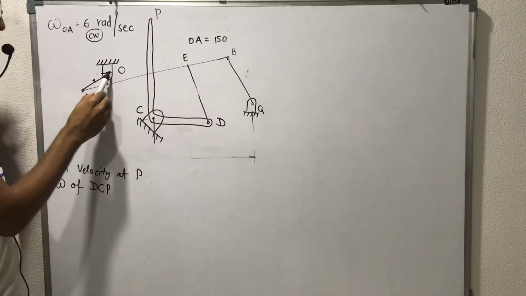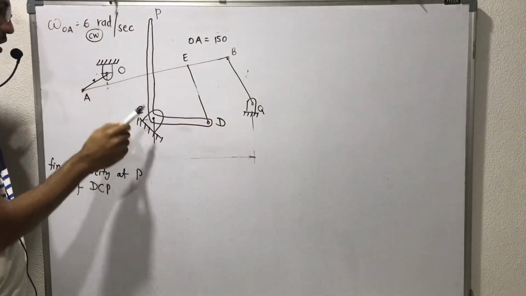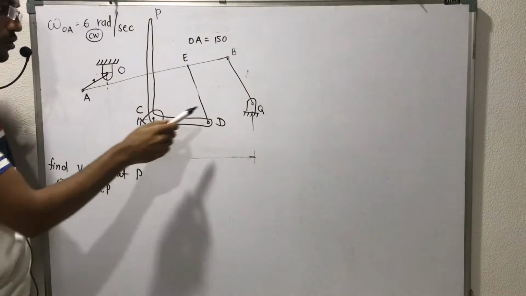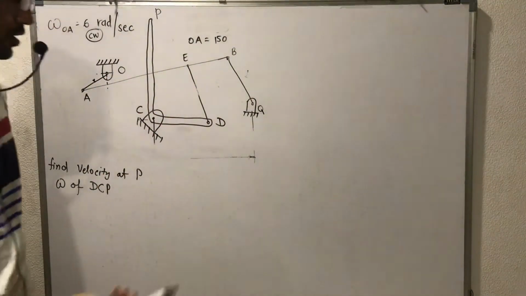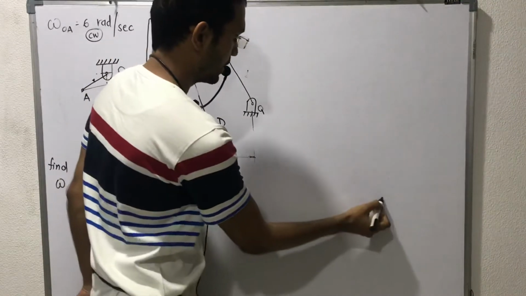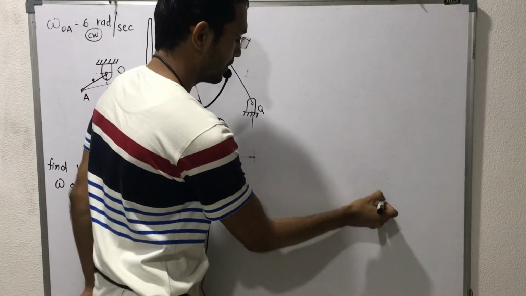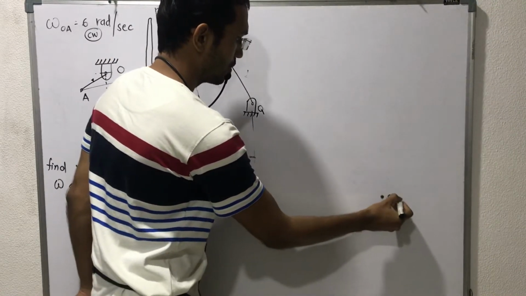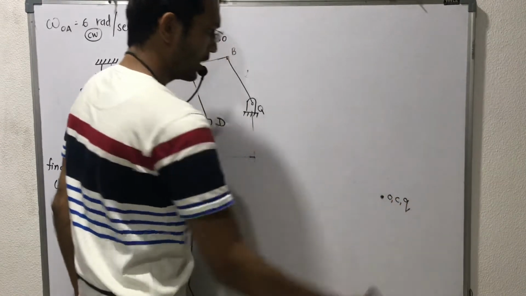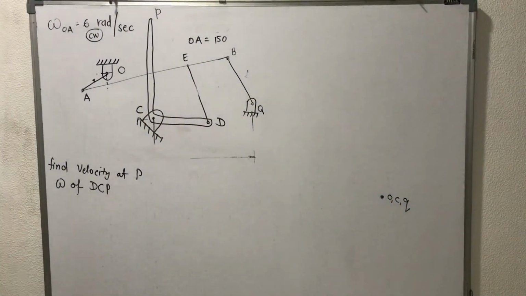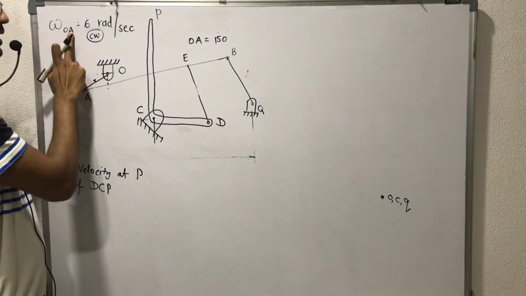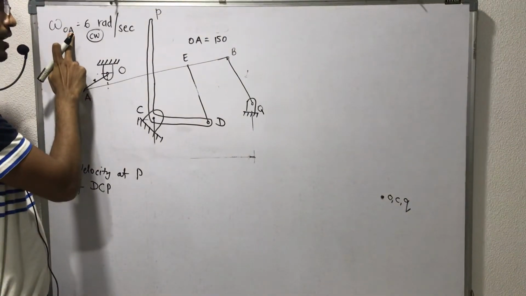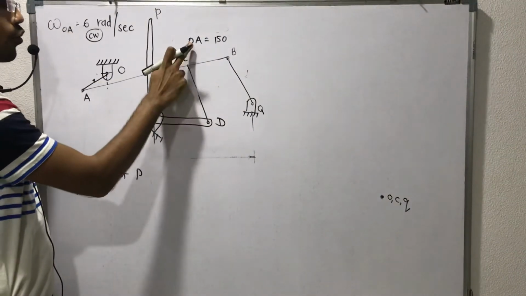So O is pin jointed, means O is a fixed point, C is a fixed point as a pin joint, and Q. O, C and Q are all fixed joints. So let me locate over here anywhere in the page, that is O, C and Q. All three are fixed points in this diagram. Now angular velocity of OA link is given. So first we will identify the velocity of OA link.